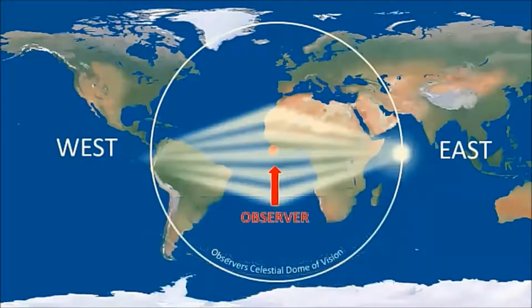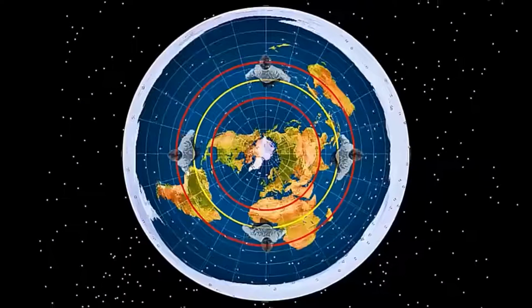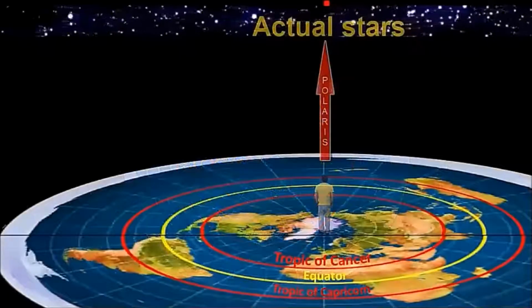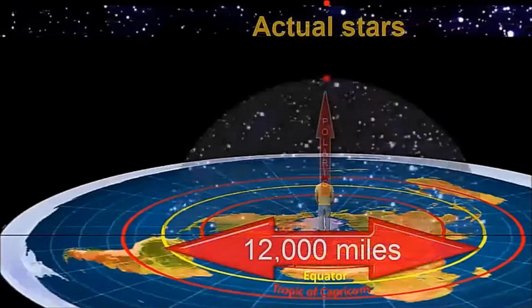So keep that in mind now as I show you how the stars are. And let's say the stars actually spread out for hundreds, thousands of miles, let's say, and let's say we can't see them all. We can only see the dome of our perspective vision, which is about a 12,000 mile diameter circle or 6,000 mile radius.